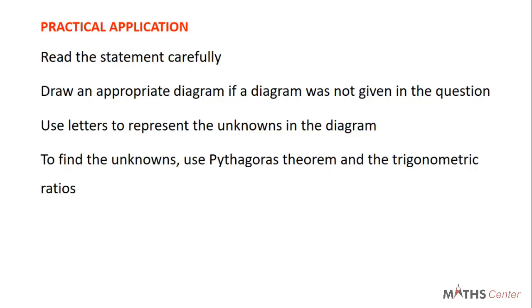Then you find the unknowns by using the Pythagoras theorem and the trigonometric ratios. So you apply the Pythagoras theorem and the trigonometric ratios to find the unknowns in the diagram. Let's pick a question and see how to do this.